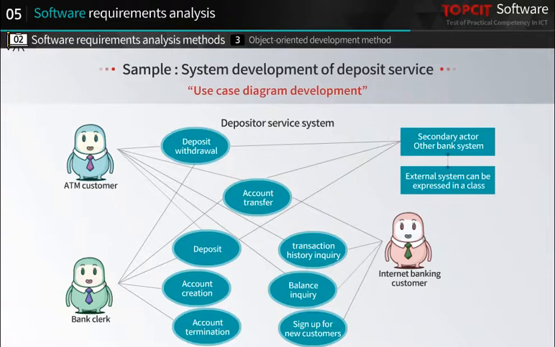In UML, an actor can be represented as a class because it is an object with behavior. In the case of external systems, that is secondary actors, they can also be expressed in UML classes. Of course, you can mark it as a bar-shaped person.